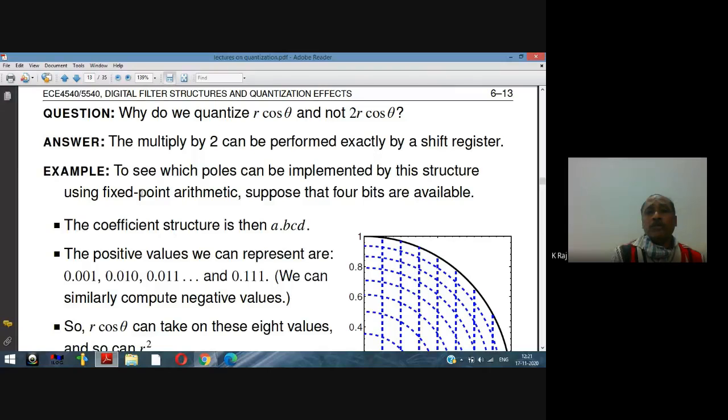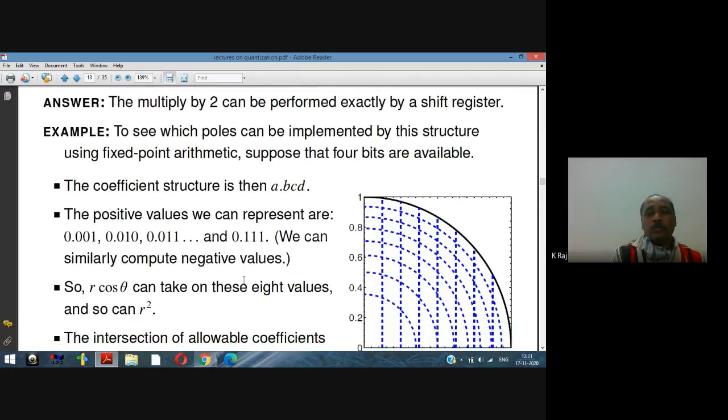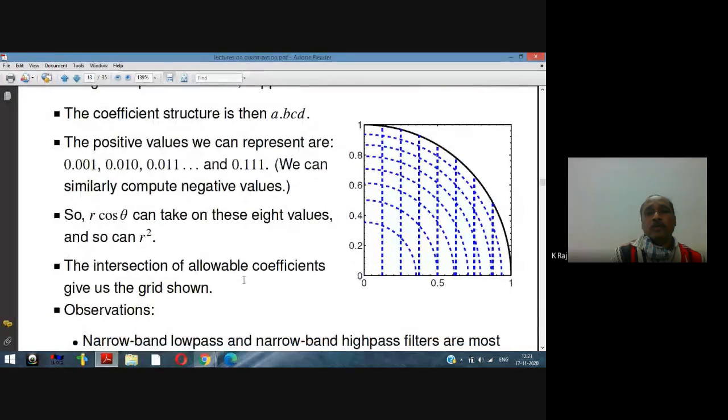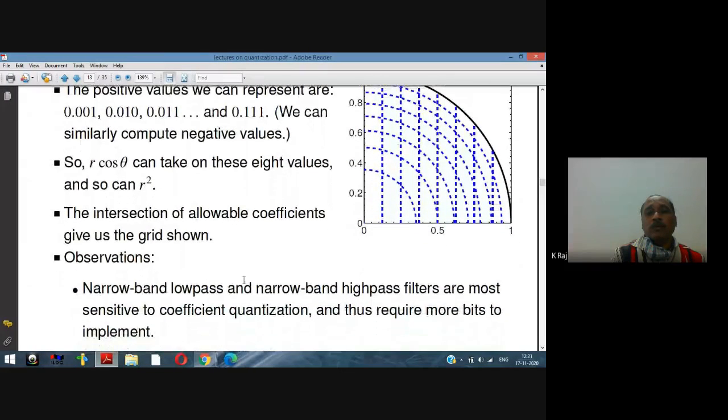Now, to see which poles can be implemented by this structure using fixed point arithmetic, suppose we are using 4 bits. So how will the 4 bits be represented? 4 bits in fractional form may be represented in this manner, that is 0.001, and the second one will be 0.010. Similarly, there will be 8 combinations here. So r cos theta can take on these 8 values, and so can r square, which can be represented with any one combination of these representations here.